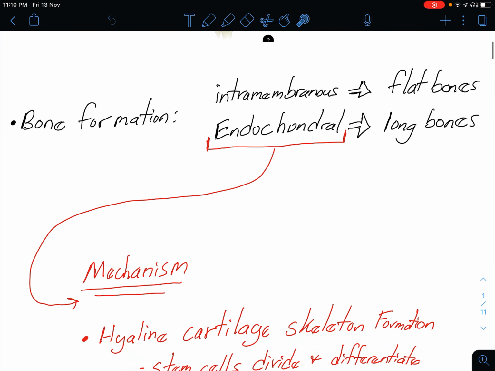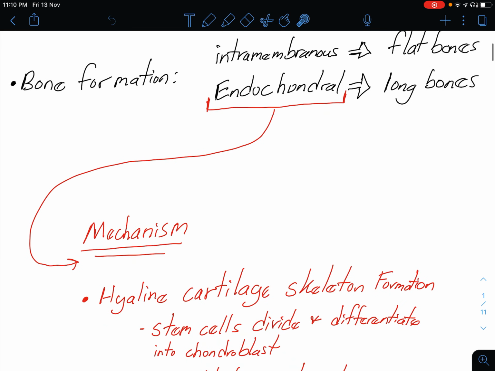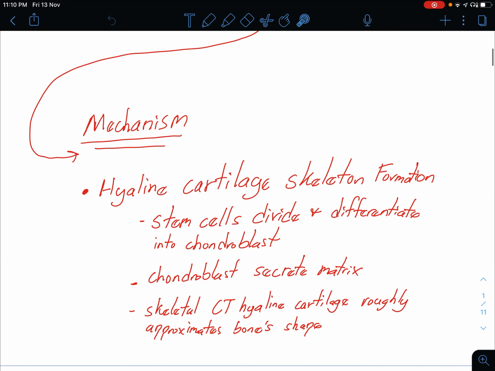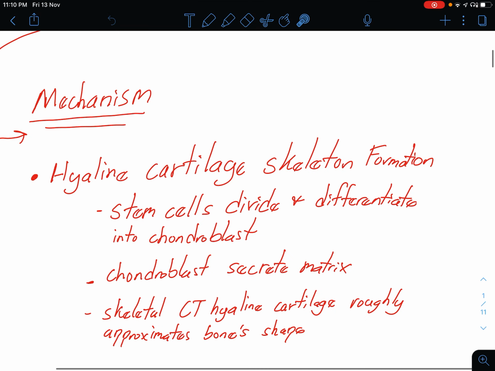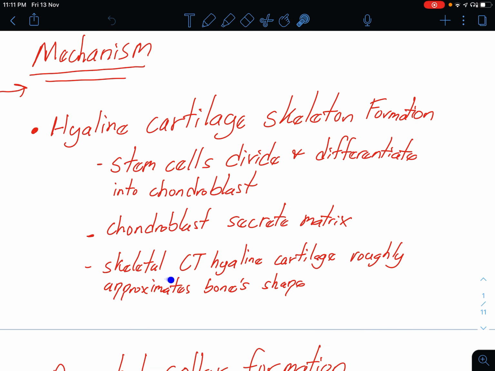So here is the mechanism for that, which you'll definitely need to know for your upcoming exam. The mechanism is as such. We begin with a hyaline cartilage skeleton, and it starts with stem cells, and they divide. Stem cells are mesenchymal cells, if you remember from the CT lecture in lab. Stem cells divide and differentiate into chondroblasts, and those chondroblasts are what secrete matrix that creates our skeletal CT, hyaline cartilage, that roughly approximates the bone shape.